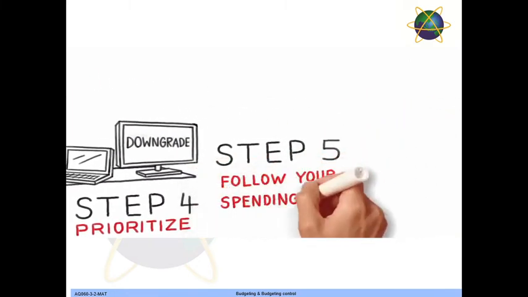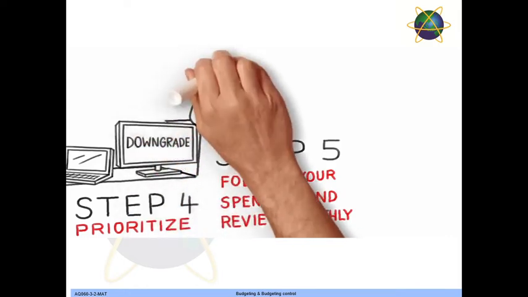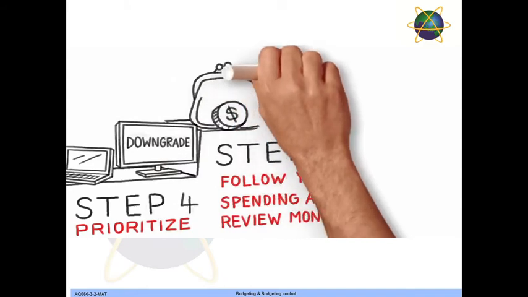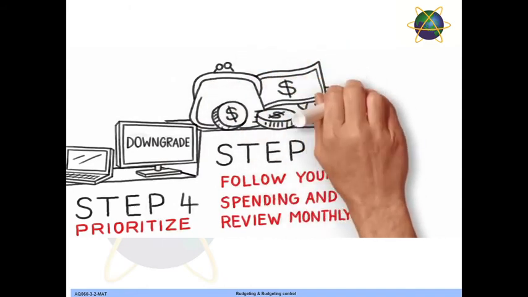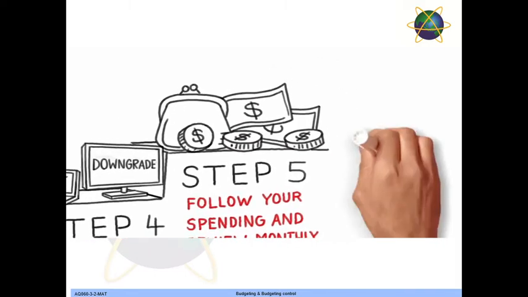Step 5. Follow your spending and review monthly. You want to give your budget a fighting chance, right? So keep an eye on your wallet, and especially those credit cards, to make sure you're spending within limits throughout the month. It's easy to forget, right? And even easier for the small things to start adding up, so keep on it.